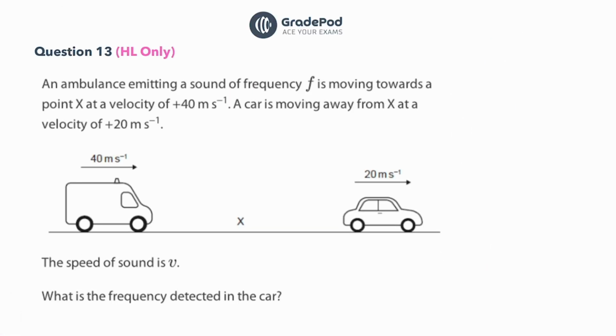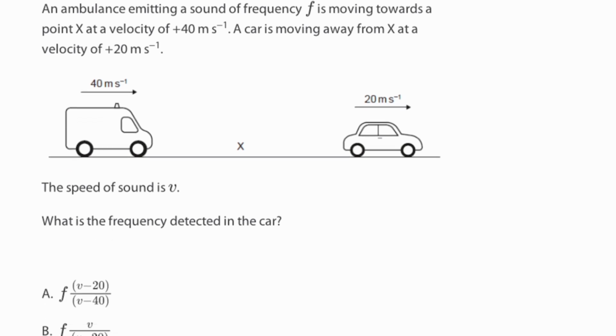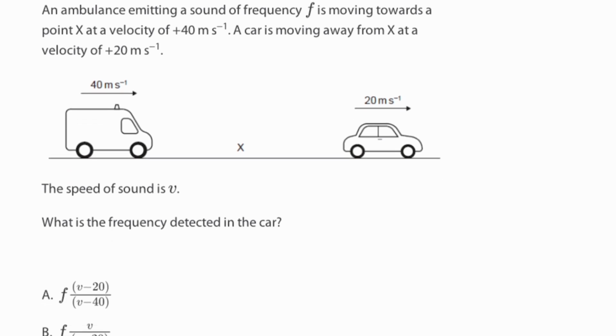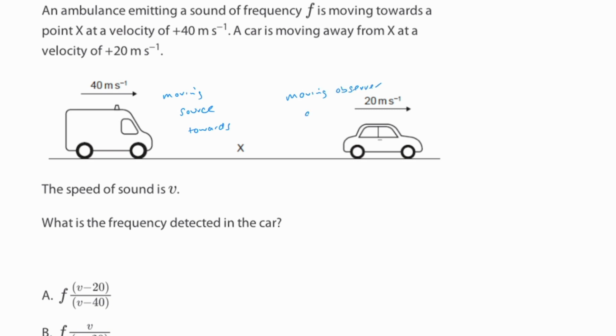Question 13. An ambulance emitting a sound of frequency f is moving towards a point x at a velocity of 40 metres per second. A car is moving away from point x at a velocity of 20 metres per second. The speed of sound is v. What is the frequency detected in the car? Okay, this is very similar to the question we did a moment ago. There are 2 Doppler shifts. The first is where there's a moving source and it's moving towards the observer. The second is where there's a moving observer and it's moving away from the source. And we have to take both of those shifts into account.